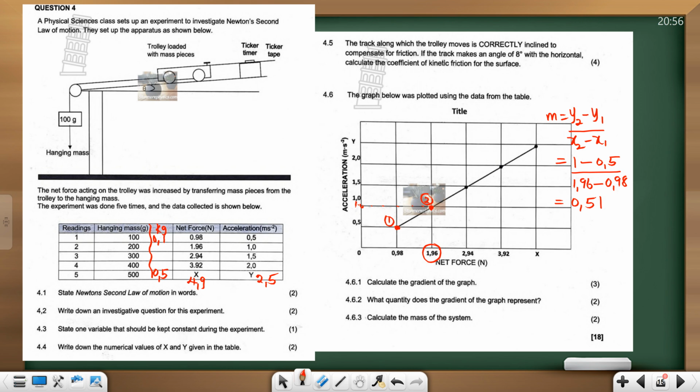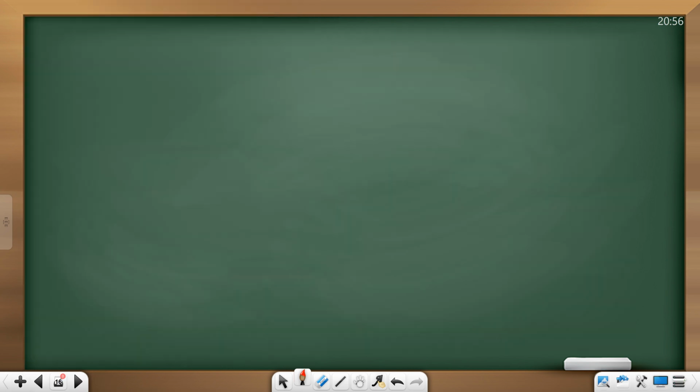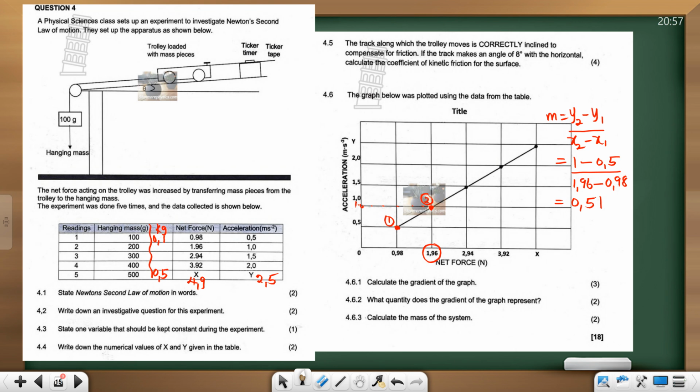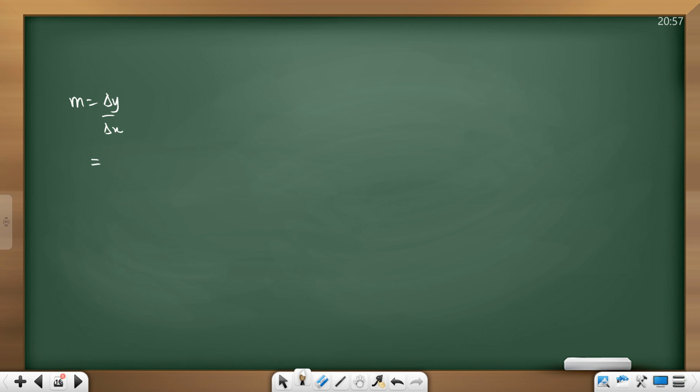Okay, quickly, 4.6.2. What does the gradient represent? My good learners, how do we do this? Change in y over change in x. So you do it mathematically. Gradient is change in y. Now you look at what's on the y-axis. What's on the y? Acceleration. What's on the x? Net force. Acceleration over net force. That is gradient.